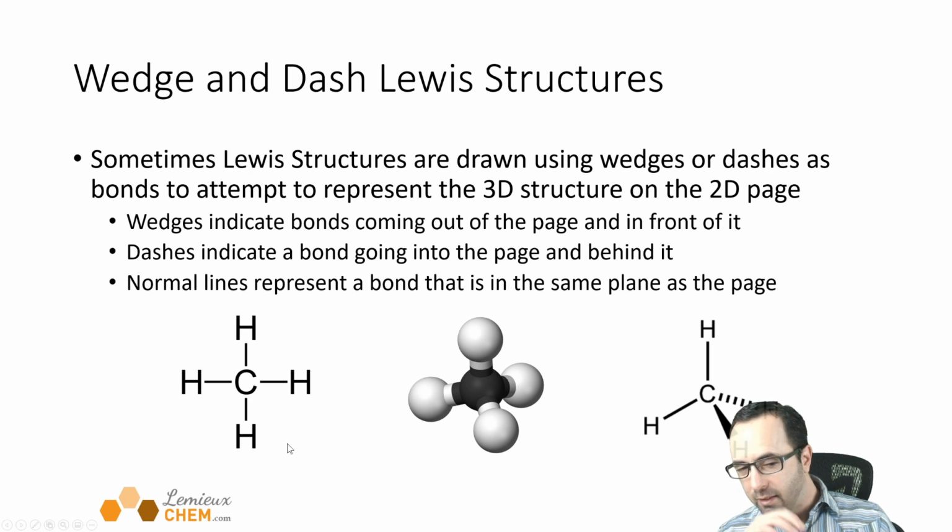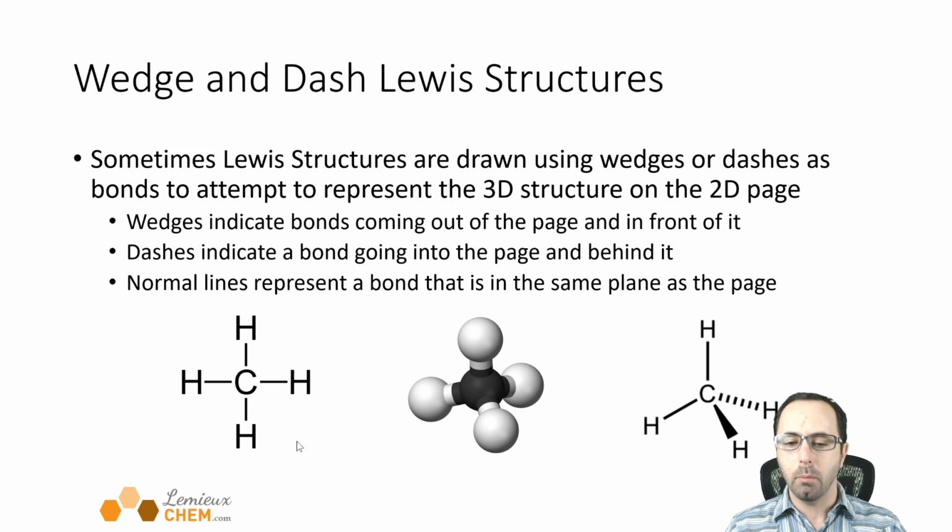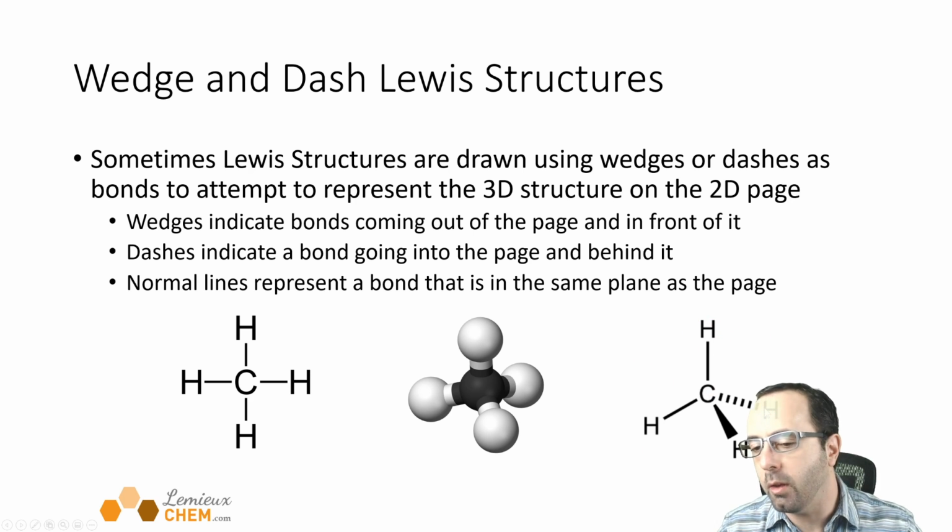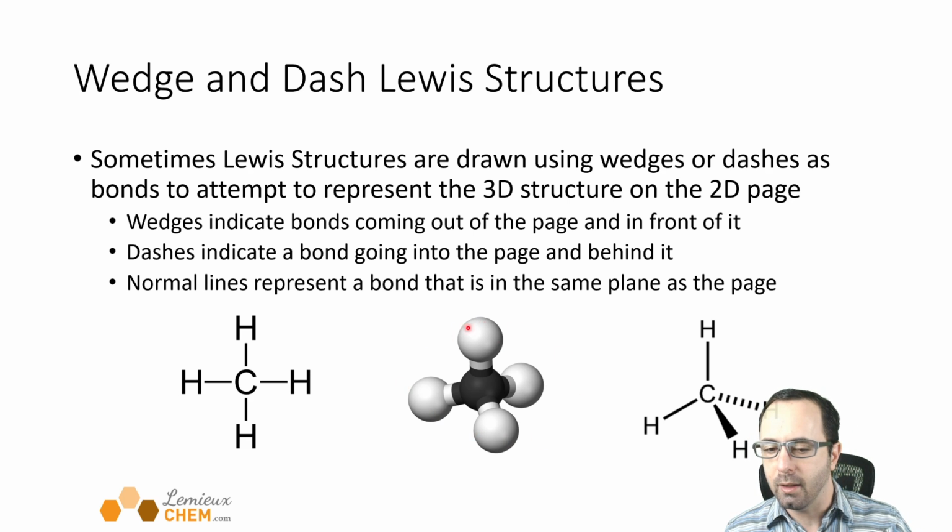Now, although it's not really possible to use a Lewis structure to represent a three-dimensional shape like this one here, there is a modification of the Lewis structures that can help you express the three-dimensional structure of a molecule on a two-dimensional page. Those are called wedge and dash Lewis structures. The wedge and dash Lewis structure of CH4 is written here, and it's written on the page to try to duplicate the three-dimensional structure that you see here.